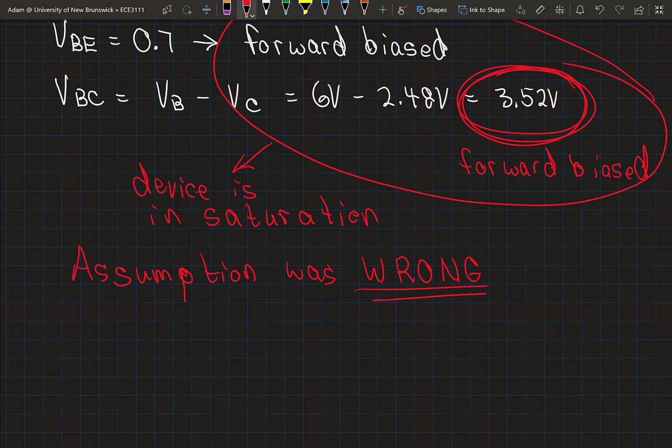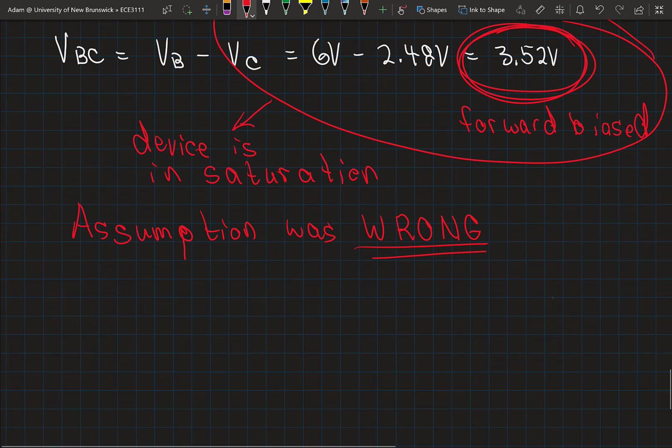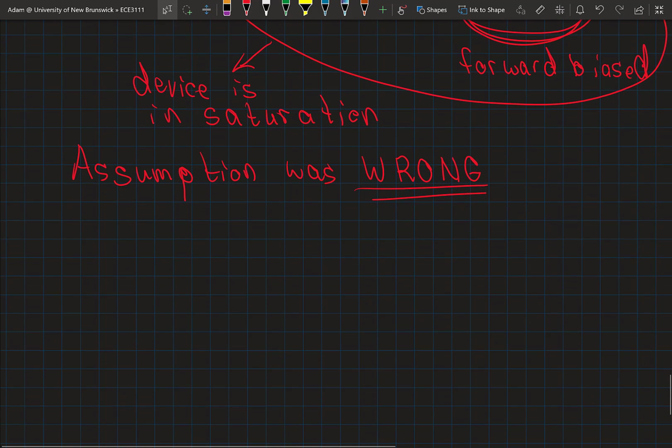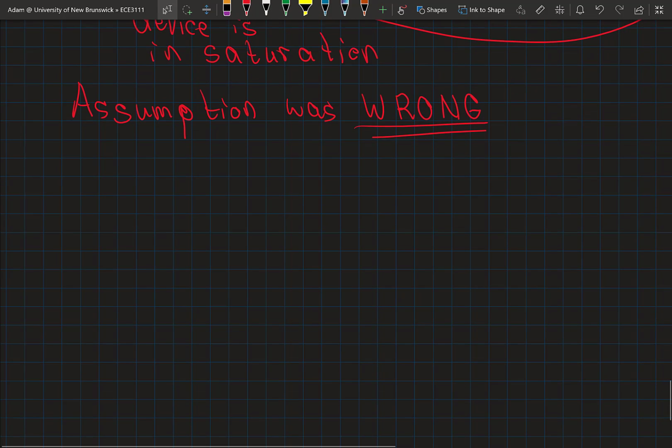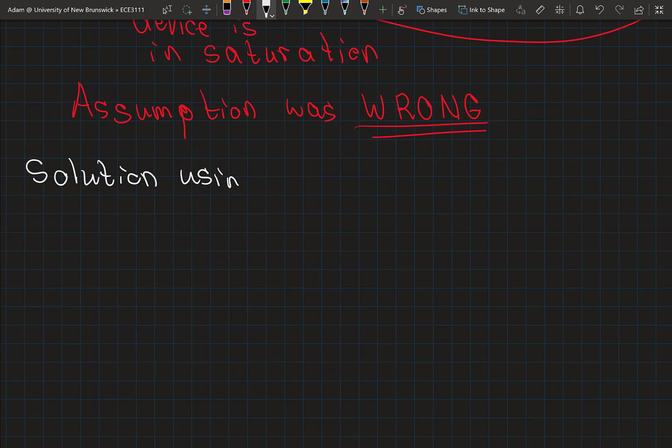Well, it means we have to take a different approach to solve for the operating point of our diode, or of our BJT. So let's use initially a simple method of coming up with a solution for a device in saturation. So let's use our ideal diode model.